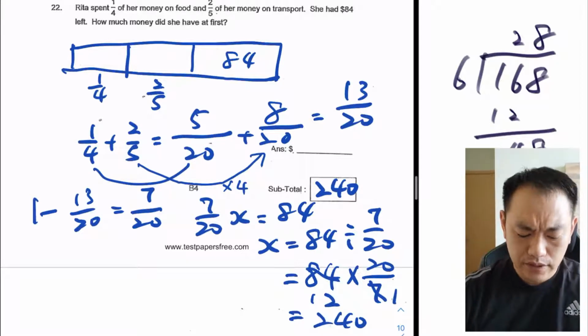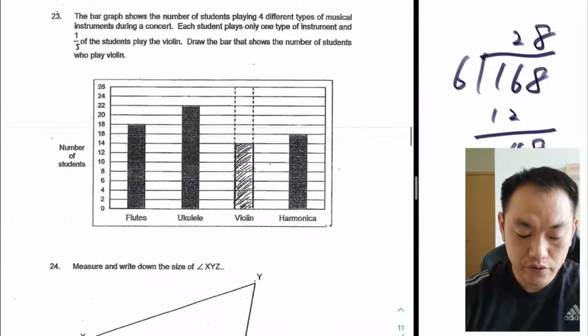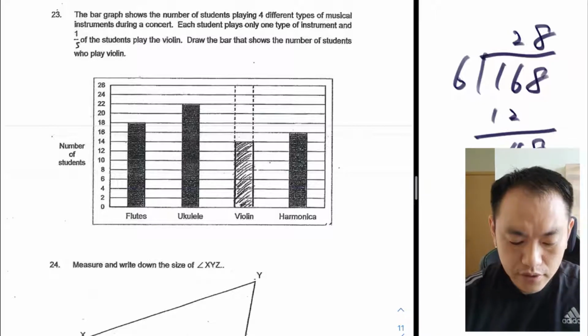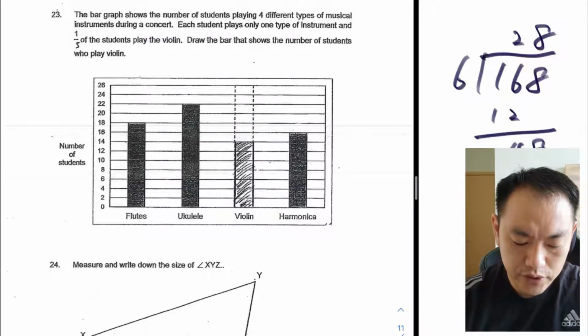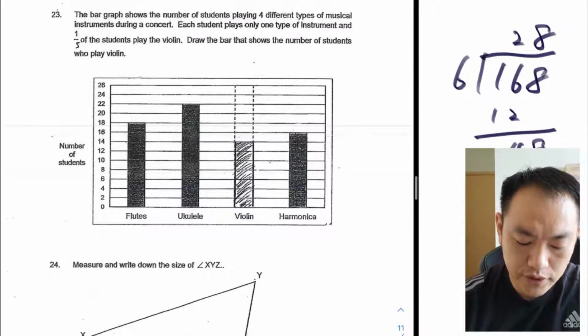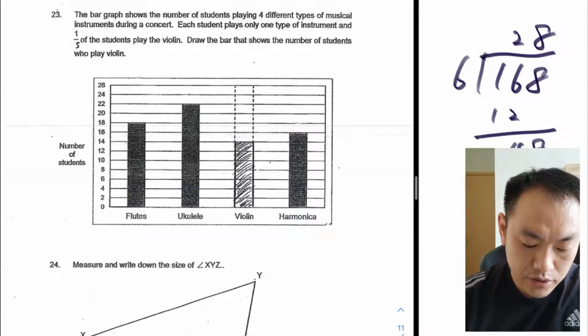Okay, let's move on to question 23. The bar graph shows the number of students playing 4 different types of musical instruments during a concert. Each student plays only one type of instrument, so 1/5 of the students play violin.